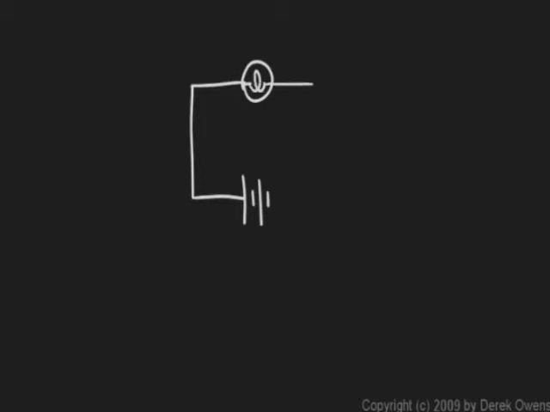This is a simple circuit with a light bulb and a battery. A battery consists of two terminals. The shorter one is the negative terminal, and the longer one is the positive terminal. The current will flow from the positive terminal through the wire into the light bulb. The bulb will light up, then the current enters the negative terminal.